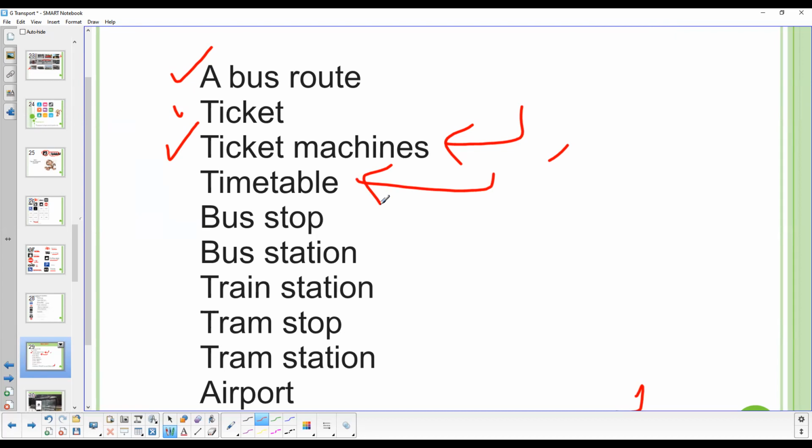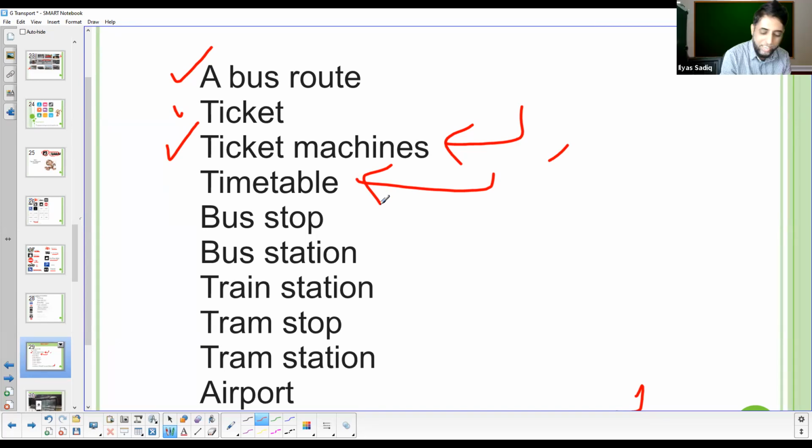Anybody, what is the timetable? It's the times which bus maybe comes to the station. Exactly, yeah. So timetable means the information about the buses or the trains, what time they will come here, what time they would leave to the other destinations. So it tells about when they would leave and when they would come.